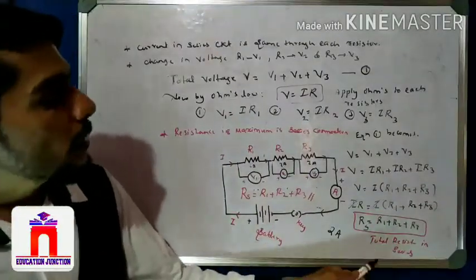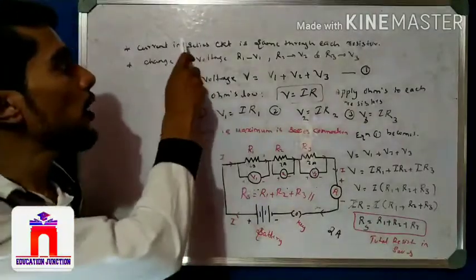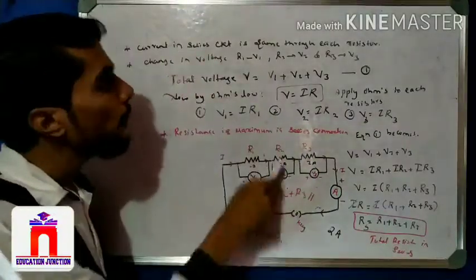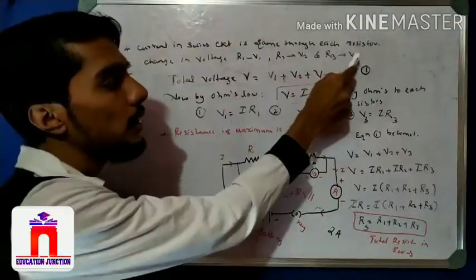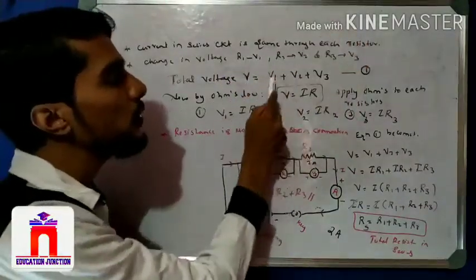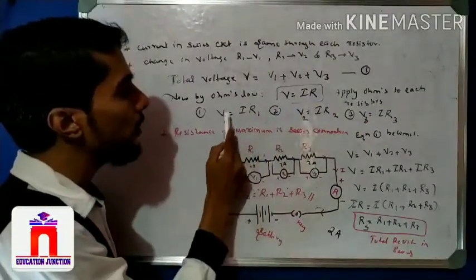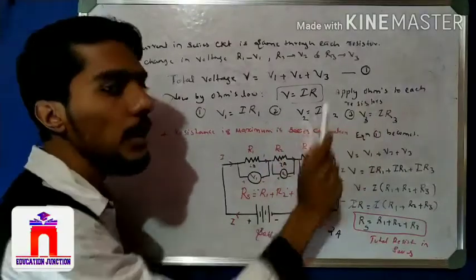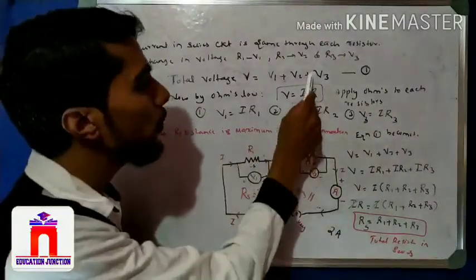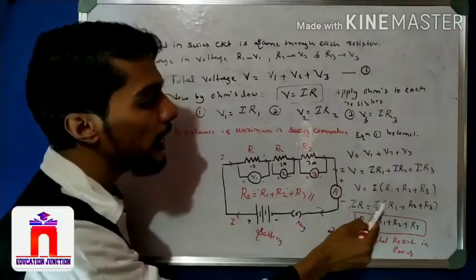So this is the very important derivation of connection in series. We start with the current being the same but the voltage different: V1 for R1, V2 for R2, and V3 for R3. So the total voltage is V1 plus V2 plus V3. Then apply Ohm's law: for R1 it is V1 equals I R1, for R2 V2 equals I R2, and for R3 V3 equals I R3. Now put these values in equation 1 and we get this condition. Then we take I common, and then I cancels.